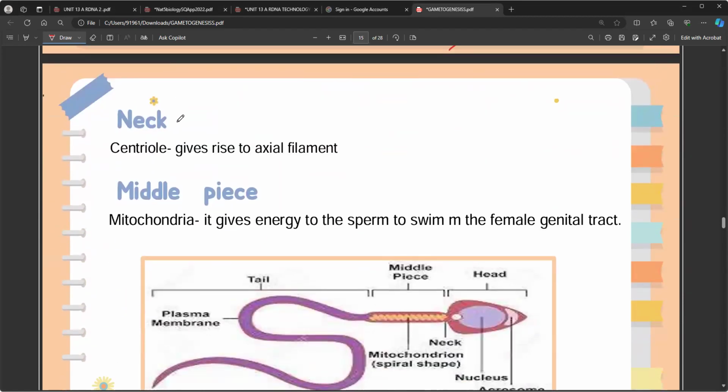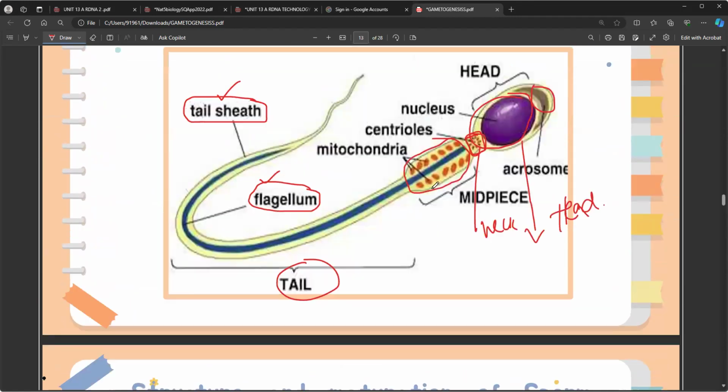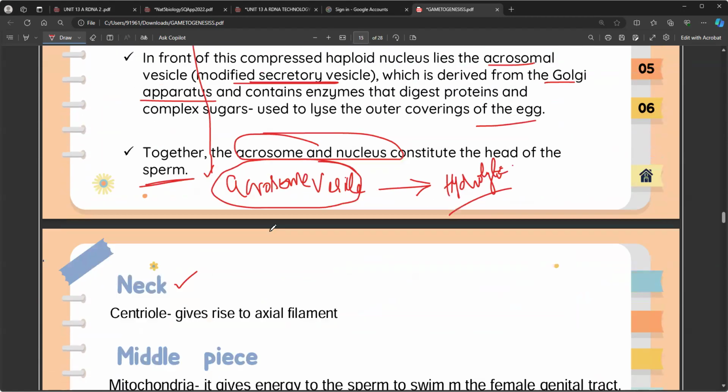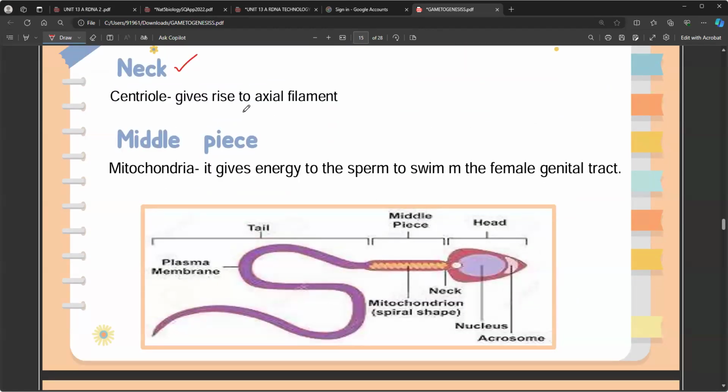Then friends, the next one is the neck. What did I tell you, the neck basically contains what? Centrioles, which give rise to the axial filament of the neck. So remember, the neck is made up of the centriole. And most important, the sperm is always moving continuously in the vaginal cavity. Sperm can withstand in the vaginal cavity up to 48 to 72 hours. Never think that a sperm will remain restricted to one single place. Sperm will be moving all the time.